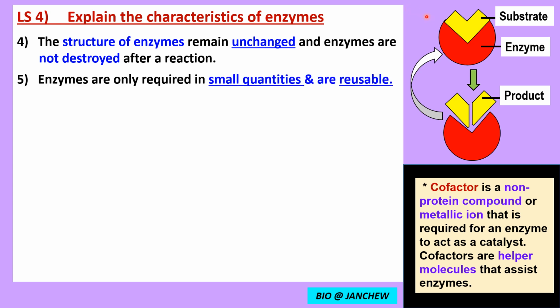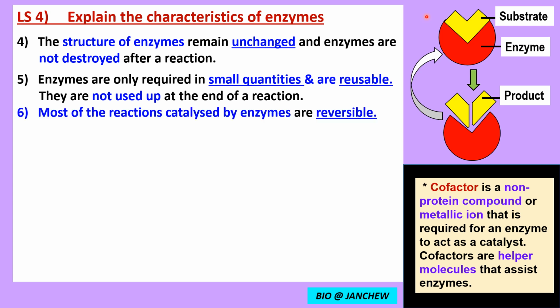So enzymes are only required in small quantities and are reusable, as can be seen from the lock and key hypothesis. They are not used up at the end of a reaction. So number 4, the structure of enzymes remains unchanged. They are not destroyed after a reaction. Number 5, they are needed in small quantities and are reusable.